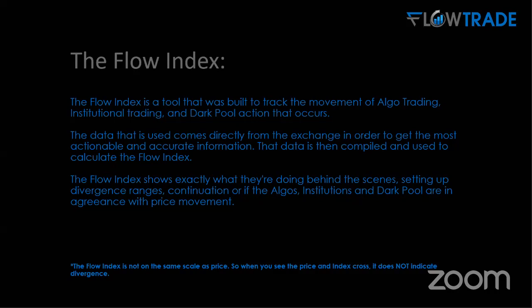Just before we go any further, I want to make a key note here. The flow index is not on the same scale as price, and it can't be. So when we're looking at these divergent ranges, the key thing to think about is that just because you see price and the algo cross each other, it does not absolutely mean that there's a divergence set up there.